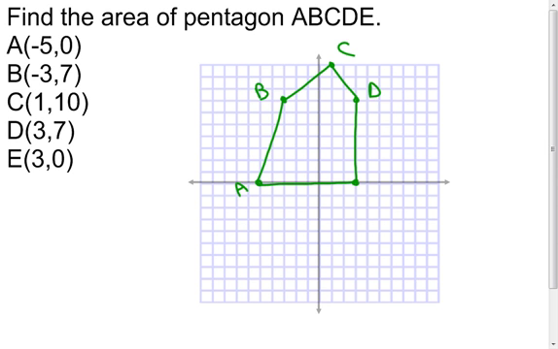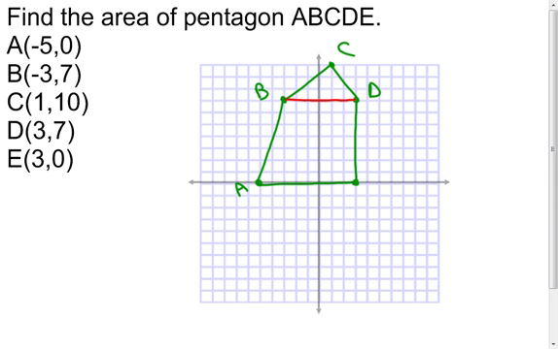And to do this, I'm going to break it up into pieces that I can find the area of, because there's no formula to find the area of a pentagon unless it's regular, and clearly that is not a regular pentagon. So the first thing I'm going to do is essentially cut off the top, and then I have a triangle. I know how to find the area of a triangle, so that shouldn't be a problem.